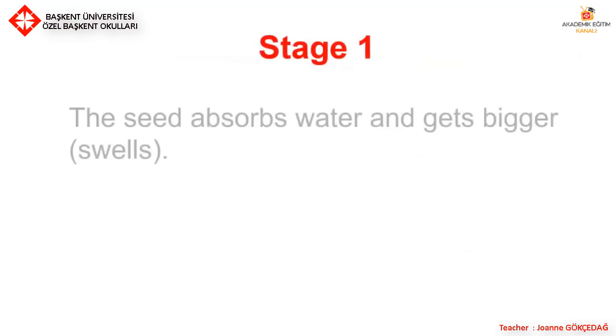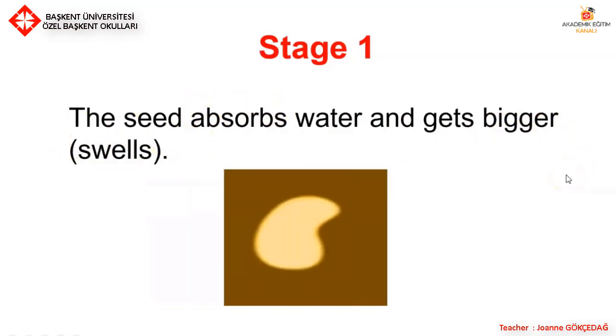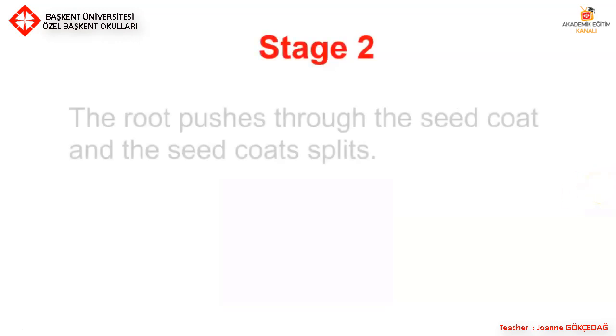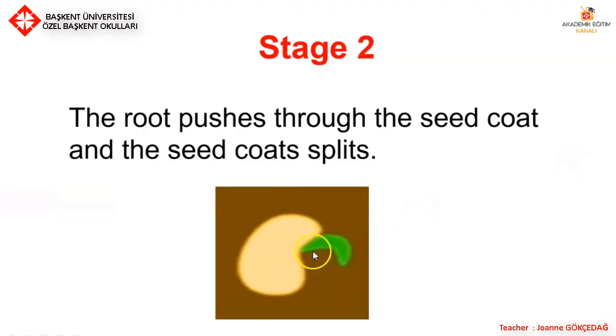Stage 1. The seed absorbs water. Remember we looked at that word before. Absorbs, takes in, and gets bigger or swells. So the seed starts off very small. It takes in the water, it absorbs the water, and the seed gets bigger. But of course, eventually the seed is going to break open. So the root pushes through the seed coat and the seed coat splits. So here we've got the root coming out.